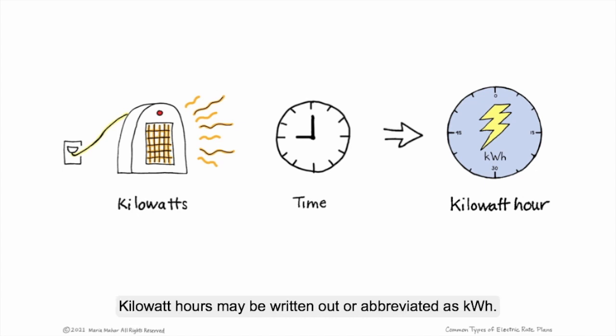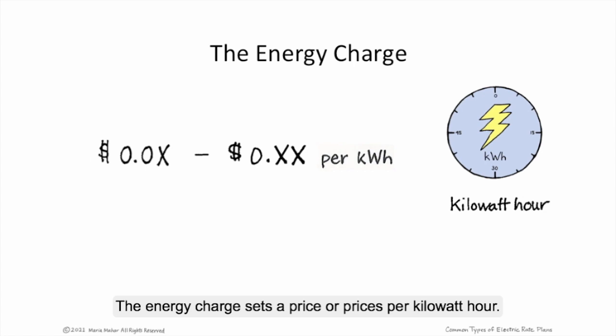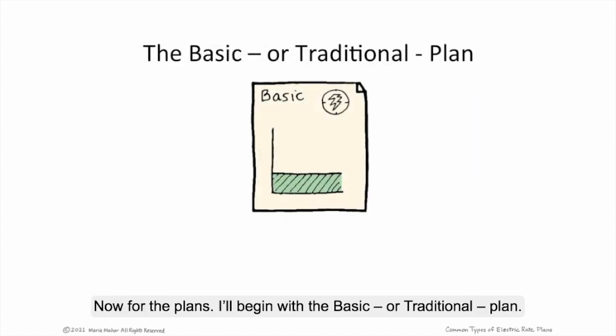Kilowatt hours may be written out or abbreviated as kWh. The energy charge sets a price or prices per kilowatt hour. Typically, the price is small, in cents rather than in dollars. Now for the plans. I'll begin with the basic or traditional plan.